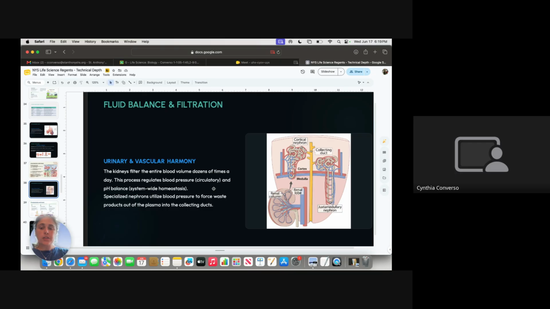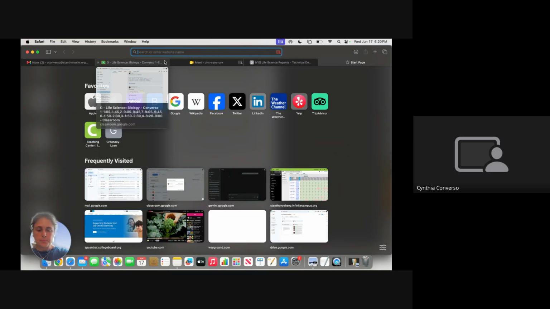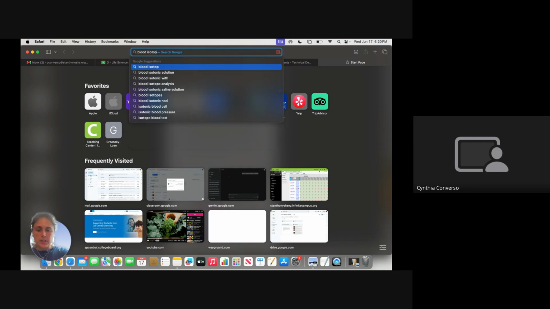And another job that they have is to help maintain water balance, right? So you really need to maintain water balance in your blood to make sure that you are properly hydrated at all times, right? So you need your blood to be isotonic to your red blood cells. Okay, so I am going to pull that up. Blood isotonic to.